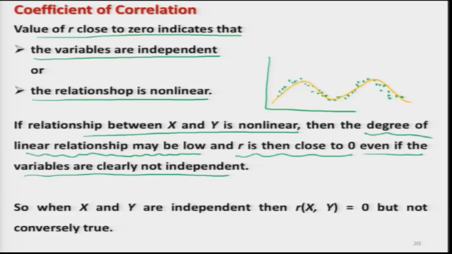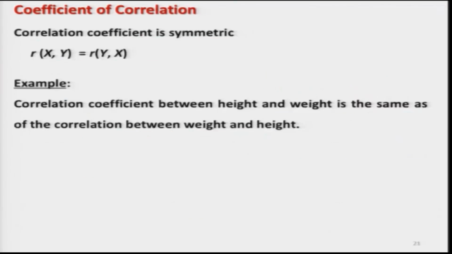So, be careful with these types of interpretation, and remember that when x and y are independent, then the correlation coefficient between x and y will be equal to 0, but the converse is not true. This is a very important point for you to keep in mind: what is the meaning of r equal to 0.